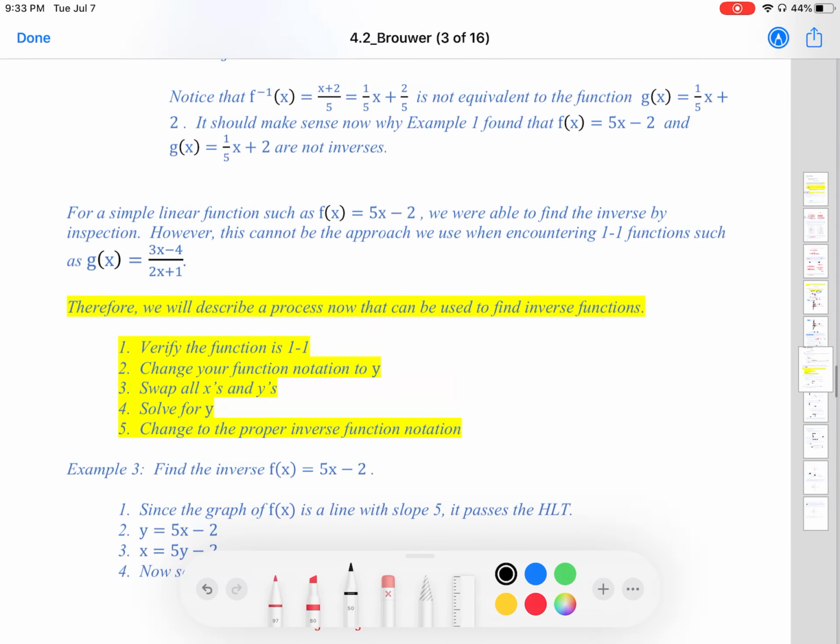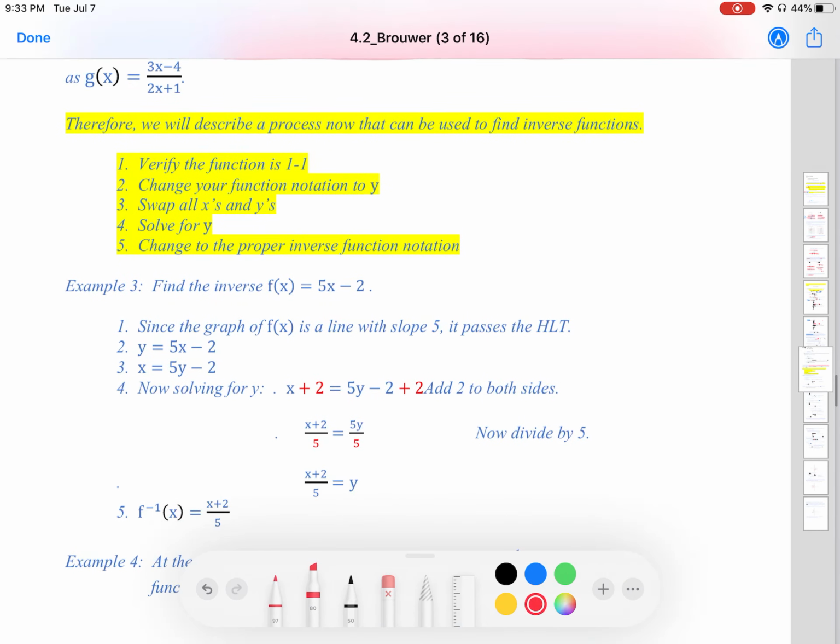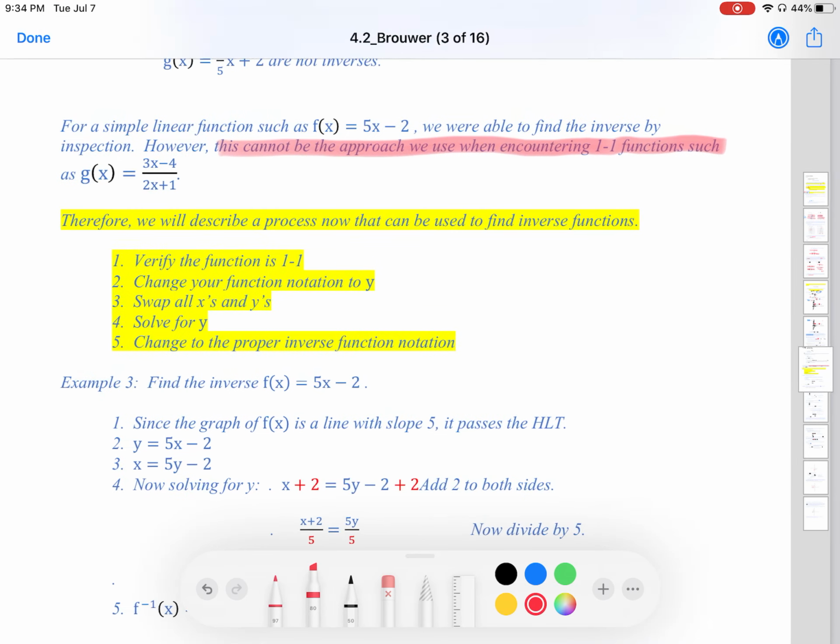For a linear function, such as f of x equals 5x minus 2, we are able to find the inverse by inspection. However, this cannot be approached when encountering one-to-one functions, such as, for example, g of x. Therefore, we'll describe a process now that can be used to find inverse functions.